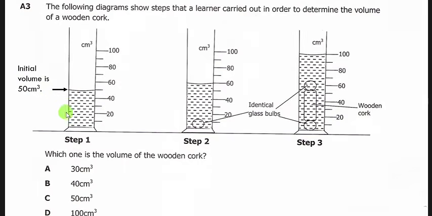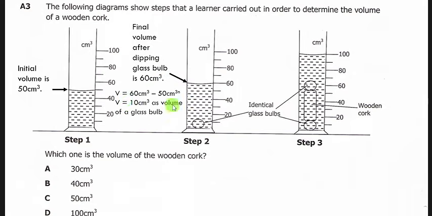Then in step 2, Elena put a glass bulb there. We have seen that the volume went to 60. So let's see the volume of this glass bulb alone, which moved it from 50 to 60, which is 10. The final volume after dipping the glass bulb is 60, so the volume of the bulb will be 60 minus 50, which is 10 cubic centimeters.